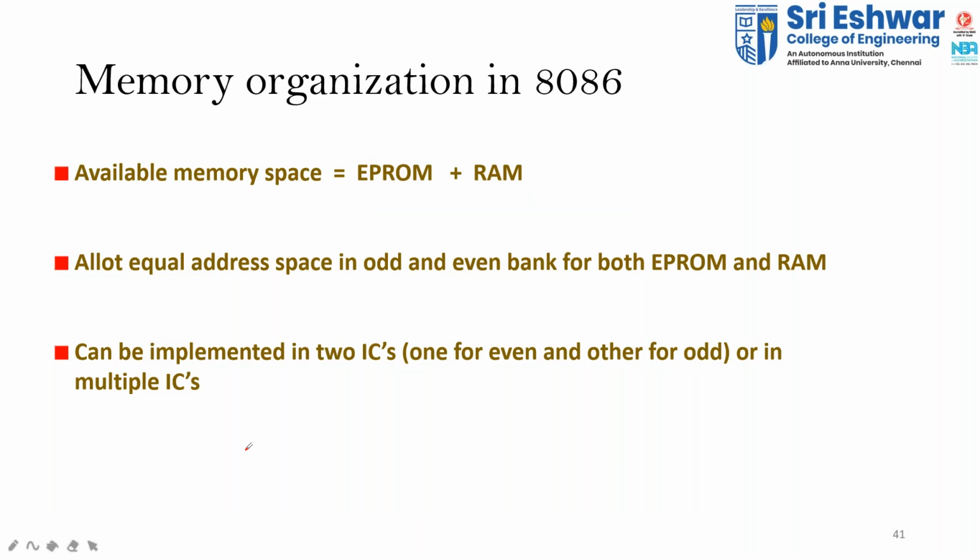And the available memory space is EPROM plus RAM. EPROM is electrically programmable read-only memory, plus random access memory. RAM can be used to put and retrieve data whenever we want. But in the ROM, we cannot change any program. During the manufacturing time, during development of this processor, they put a separate program for individual operations in the EPROM, where users cannot overwrite it.